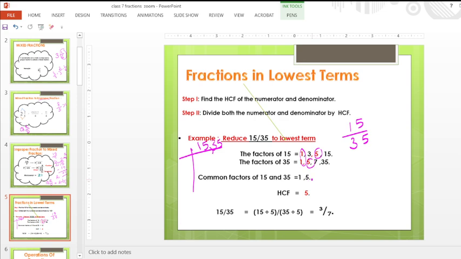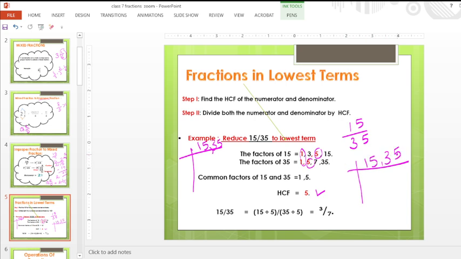So you wrote the common factors, then you're multiplying them, right? This is how you get the HCF. But in higher classes, you can use the division method or long division method to find the HCF. Here is a space, so let me do it. How to find the HCF for 15 and 35, like this.